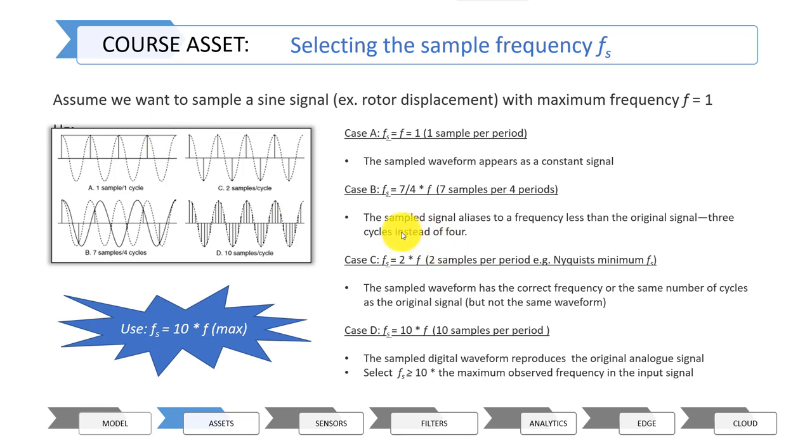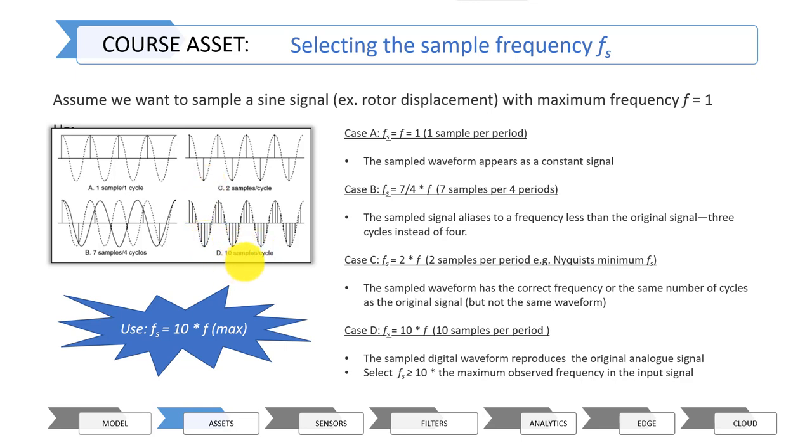Then, if we increase the sampling frequency to, for example, 7 samples per 4 periods, the sampled signal aliases to a frequency less than the original signal, and you will output 3 cycles instead of 4. That means the frequency will be wrong. Then if you use the Nyquist criterion to select the minimum sampling frequency, you will sample each wave or period with 2 samples. And then you will get the correct output frequency and the same number of cycles, but the original signal or waveform will not correspond. The waveform will be wrong.